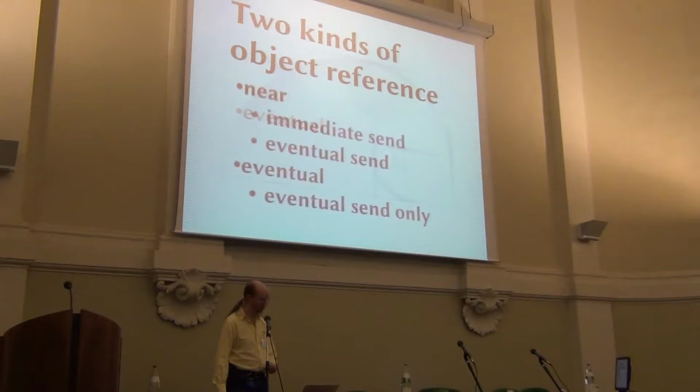The differences between them are in what you can do with them. With the near one, you can do an immediate send, like you've seen. That's the traditional Smalltalk model: send a message, it gets delivered immediately, and then you wait for a response. Or you can do an eventual send, where you continue on immediately, but that message gets queued for later delivery. With the eventual reference, you can only do eventual sends. If you try to do an immediate send through an eventual reference, you get an error.